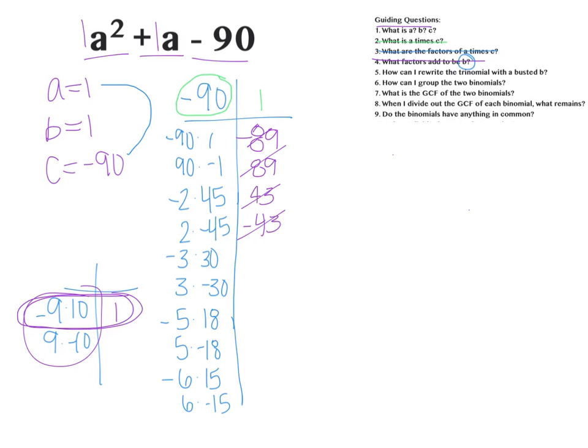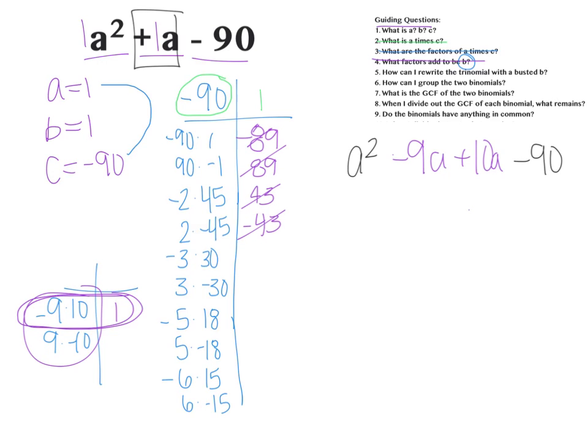So now I'm going to rewrite my trinomial. So a squared, and then I'm going to have my minus 90 on the end. But my goal is I'm busting the b. So the b is 1a. So what I'm doing is I'm busting it into 2 terms that still add up to a positive 1. So I found the 2 terms that still add up to a positive 1 are negative 9a plus 10a.